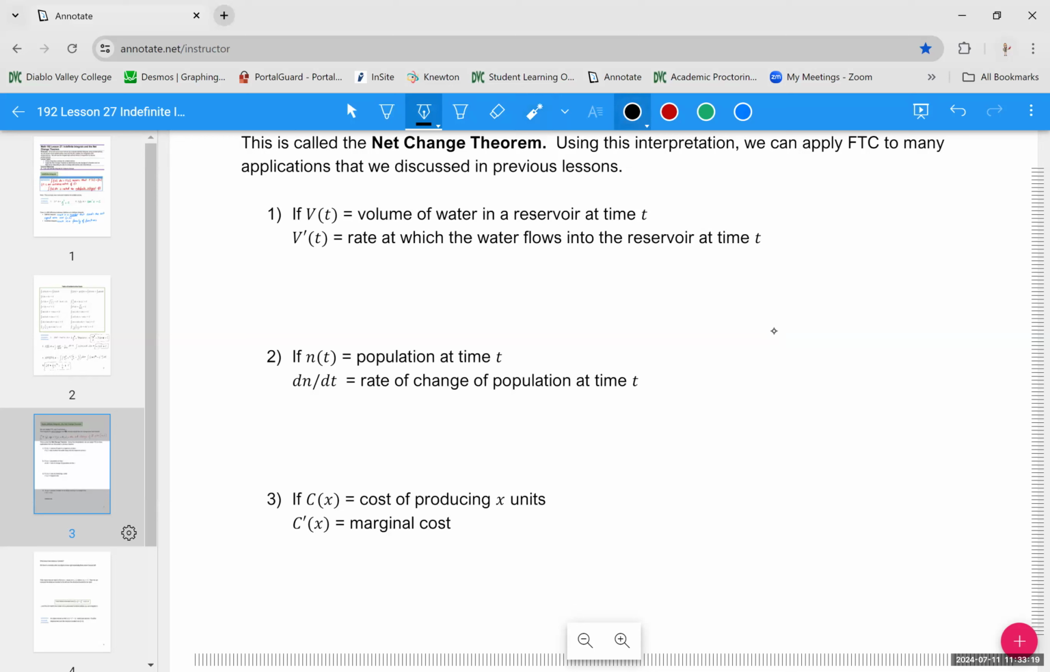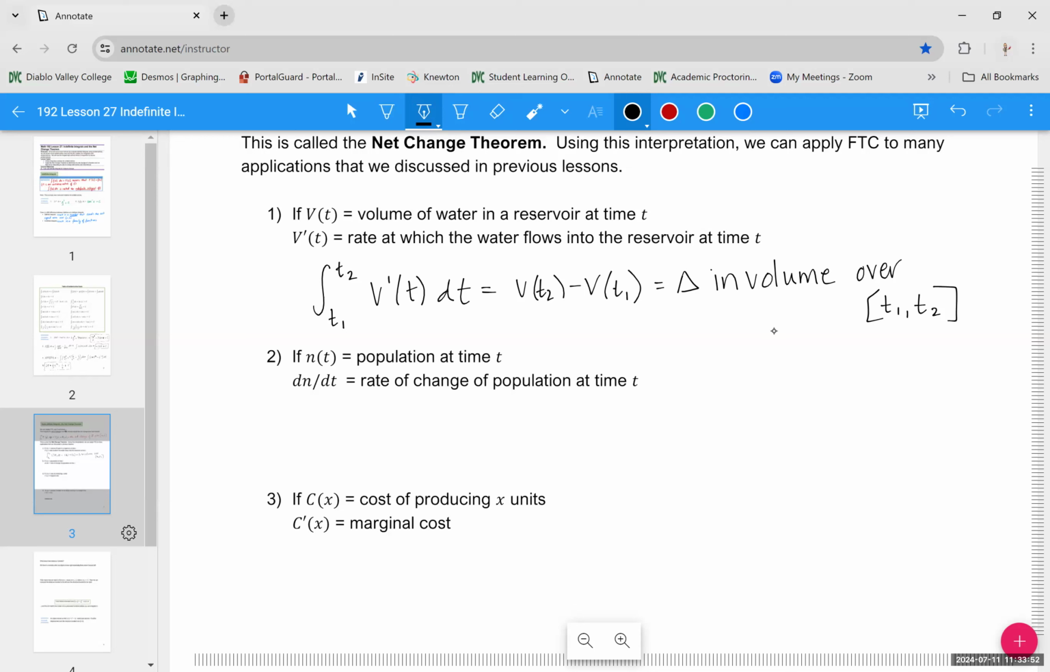And so if you were to integrate that flow rate from time 1 to time 2, what it's actually equal to, right, is the change in the volume over that time interval. I should have said time 2 there instead of b and a, right? Time 2 and time 1. So it has a meaning beyond an area.